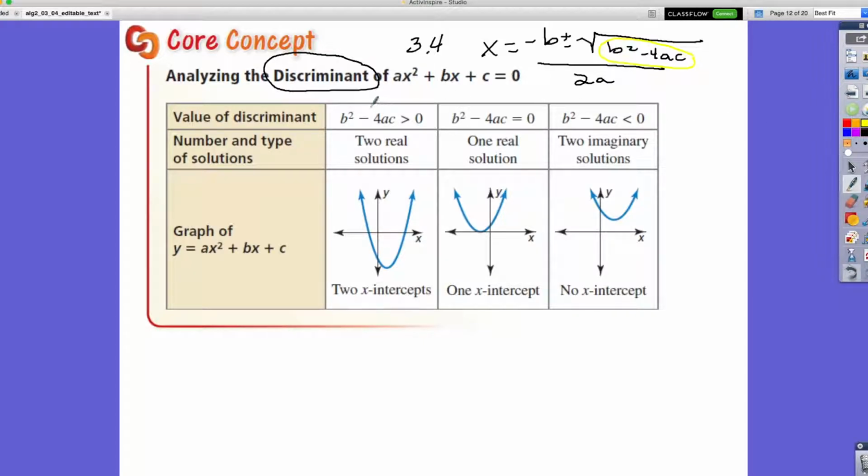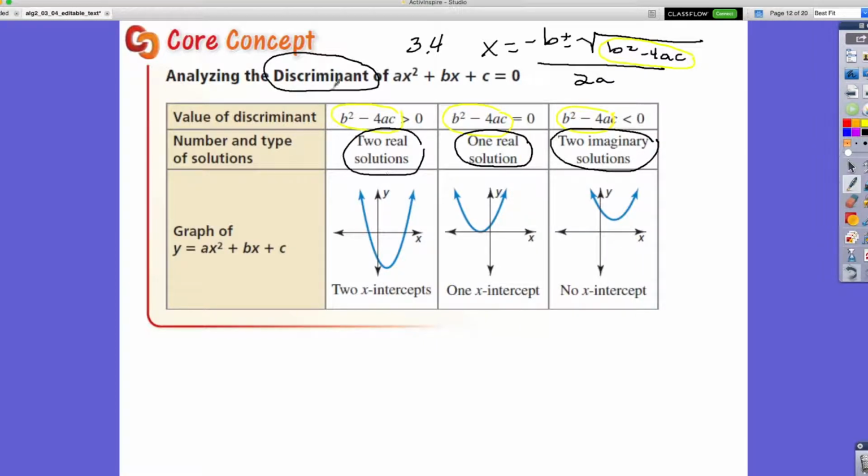So here are some notes you need to take. If the value inside the square root sign is greater than 0, you have two real solutions. If the value is equal to 0, you have one real solution. If the value is less than 0, you have two imaginary solutions.